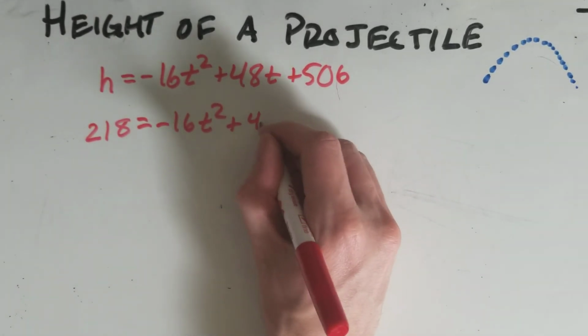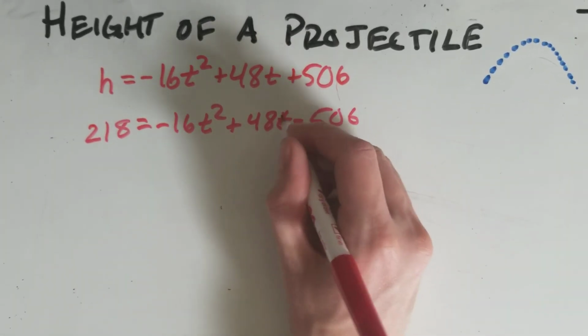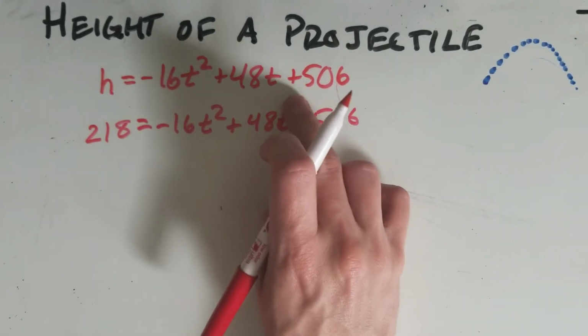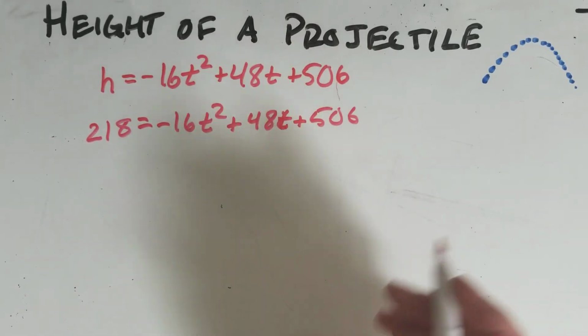So we're going to go ahead and substitute in 218 for the final height. Should be a plus sign here. So all we need to do now is solve the quadratic.